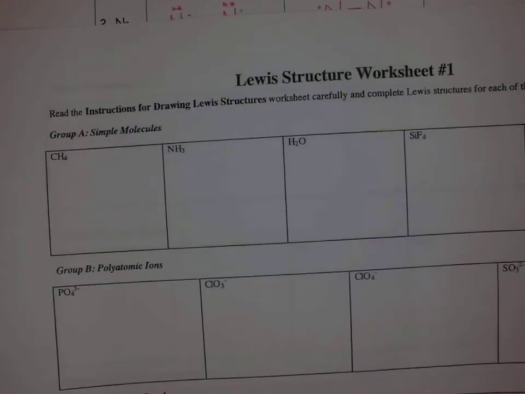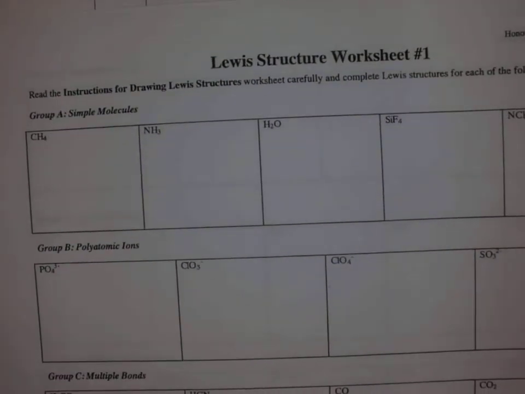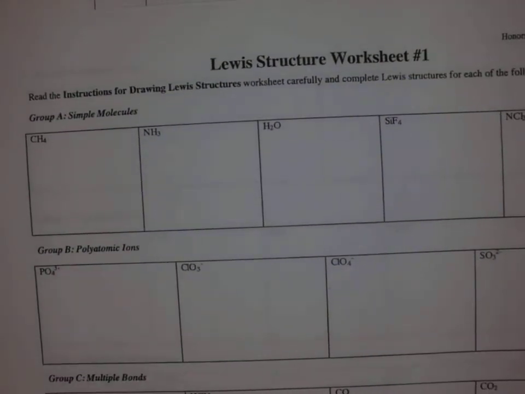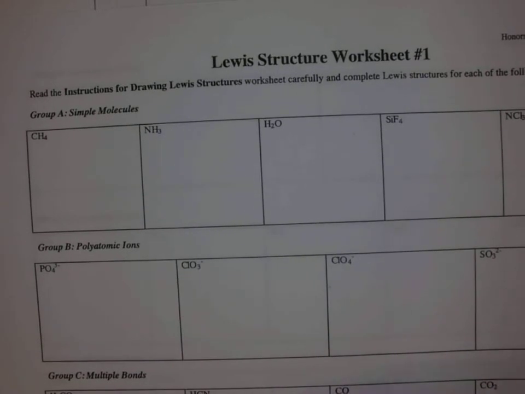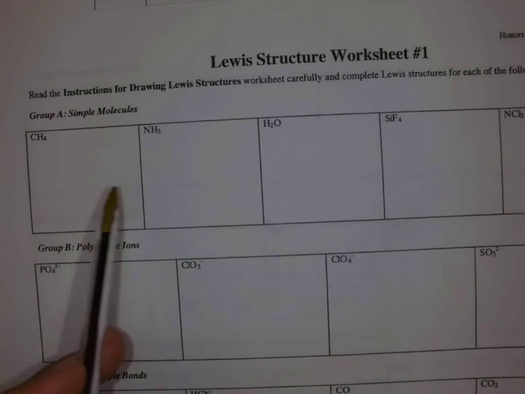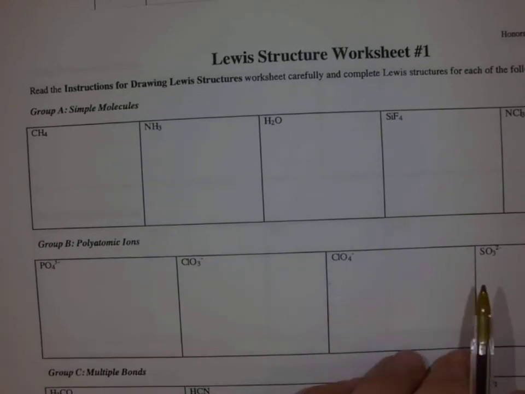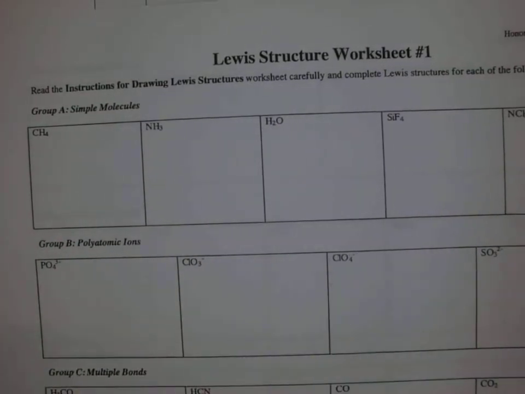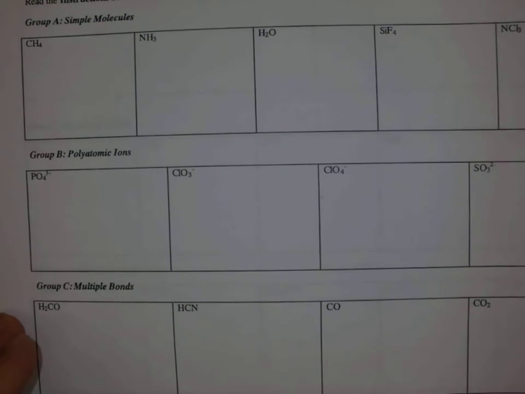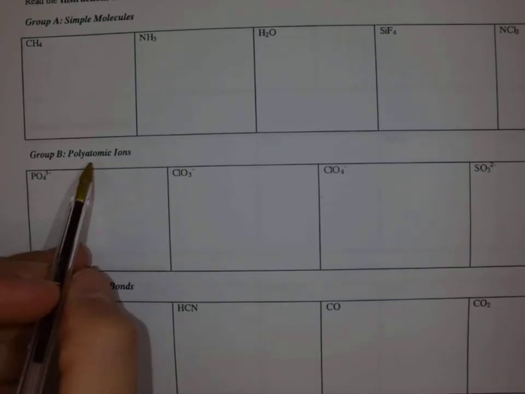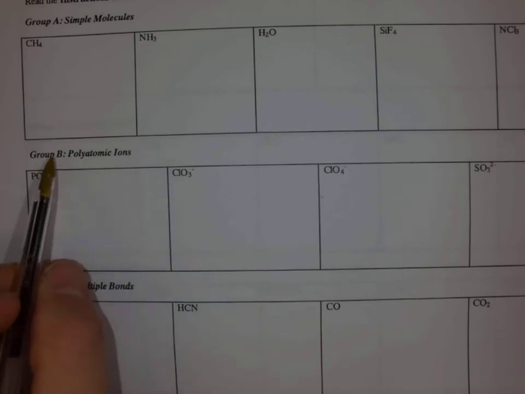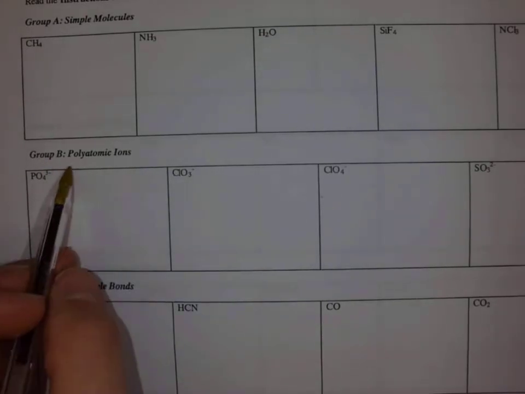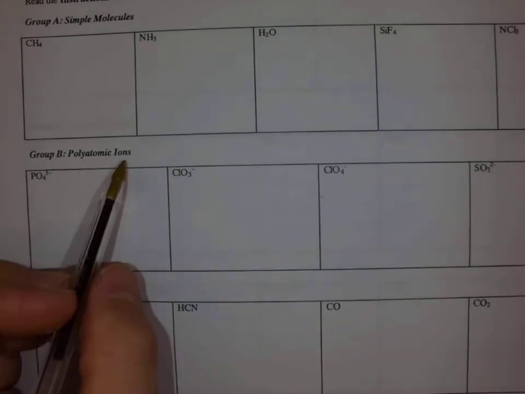This packet is what we're going to fill in throughout, over the next couple of days. Our first part should be the relatively easy ones, kind of similar to what we've done so far. Our next column has our polyatomic ions. Our polyatomic ions we've started to talk about. These polyatomics are covalently bonded, but they have an ionic charge.